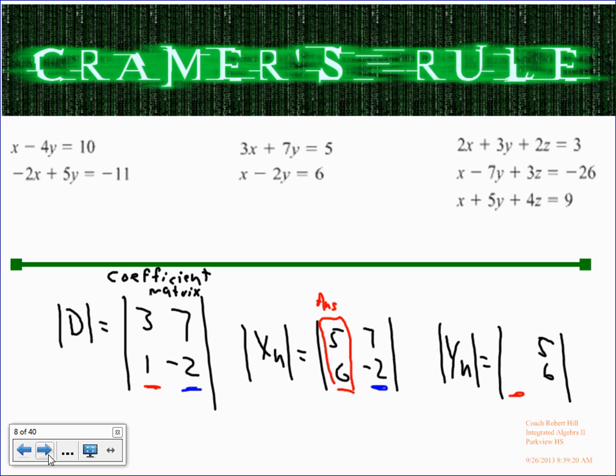This probably would be better if I had used green right there, it wouldn't get mixed up with the colors that we have. So 5, 6 went there. Okay. This means my x coefficients are 3, 1.